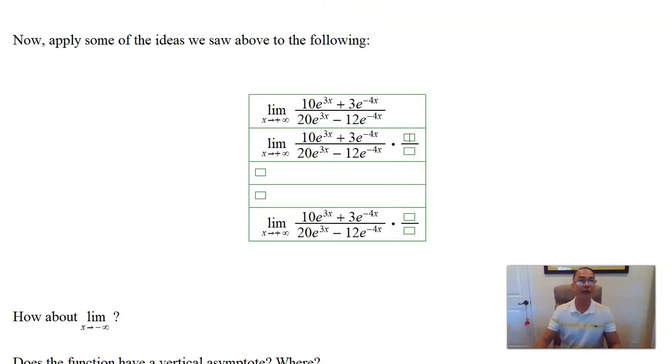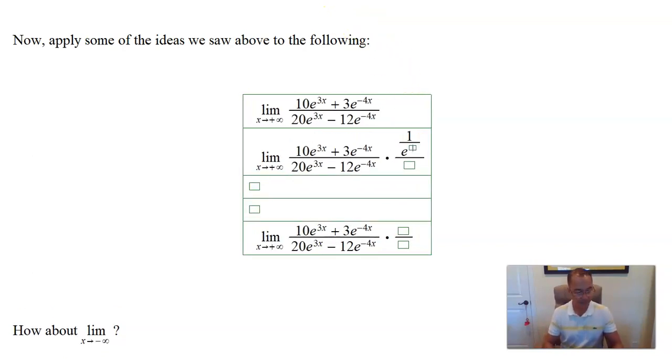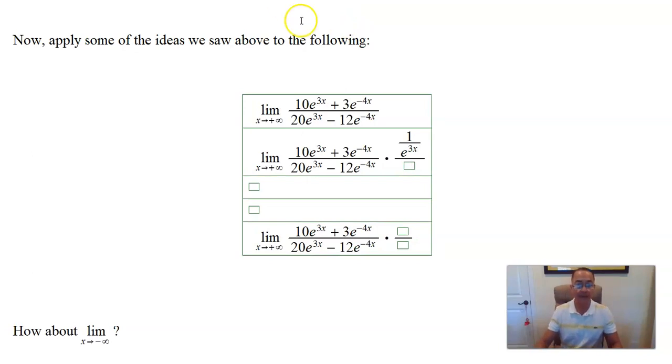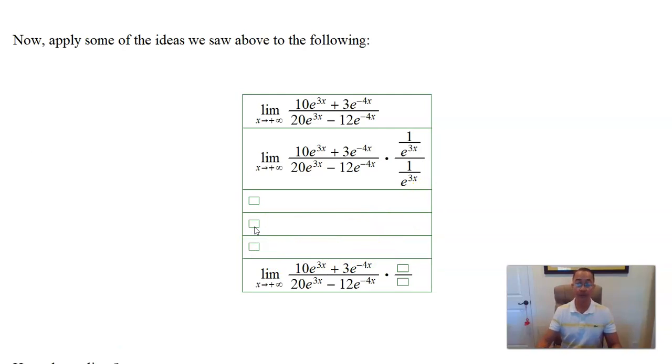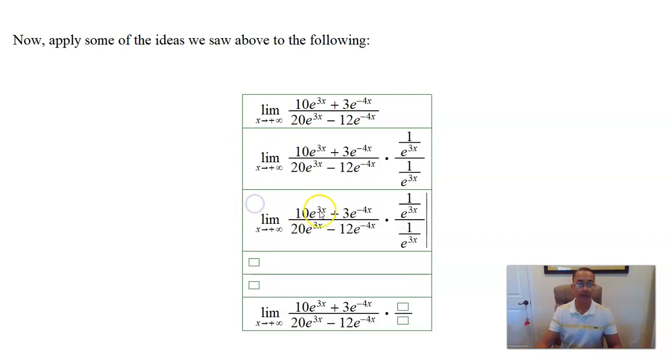We will also do that over here. Multiply and divide by 1 over e to the 3x. This time we need to remember our rules for exponentials. We're basically dividing by e to the 3x. So e to the 3x over e to the 3x, gone, and the same in the denominator. But what about e to the minus 4x divided by e to the 3x?